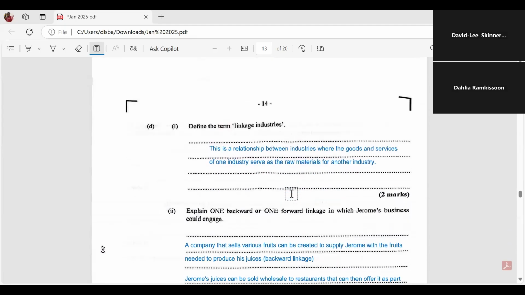Then they ask to define linkage industries. So a linkage industry is when the raw materials of one organization come from the finished goods of another organization. So I sell salt and you sell chow. My finished good is salt, but salt is just one of your raw materials for your chow. Follow? Yeah.